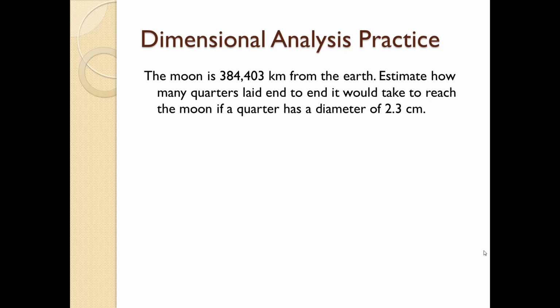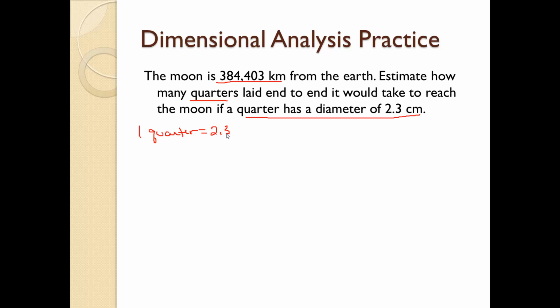Alright, let's look at when they actually give you the conversion factor in the question itself. The moon is 384,403 kilometers from the Earth. Estimate how many quarters, so we're looking for quarters laid end to end, it would take to reach the moon if the quarter has a diameter of 2.3 centimeters. So they tell you that 1 quarter is equal to 2.3 centimeters.